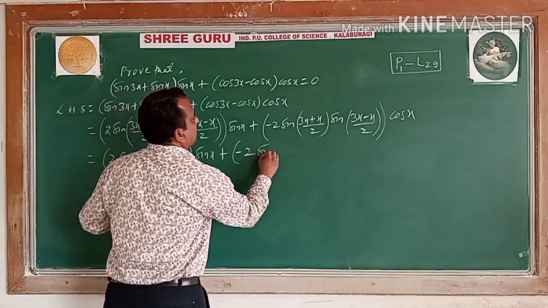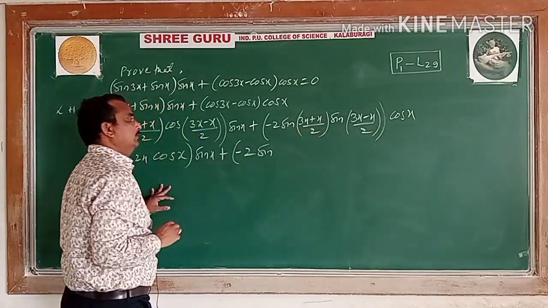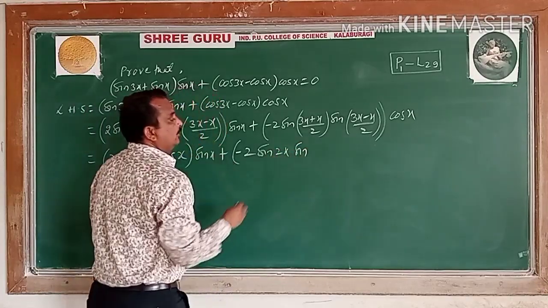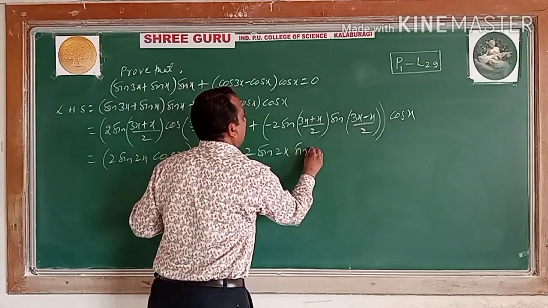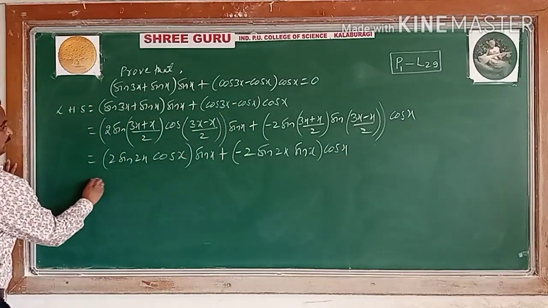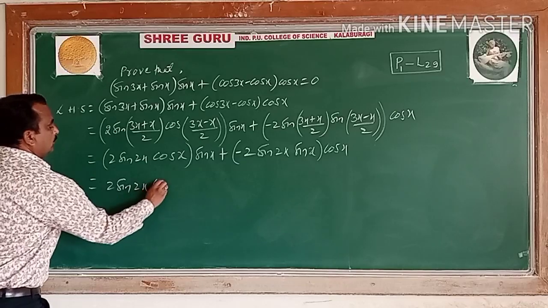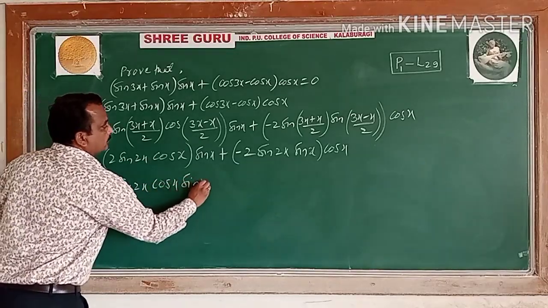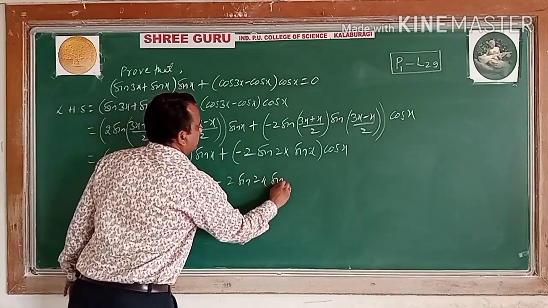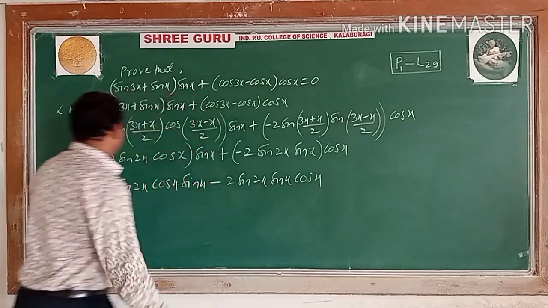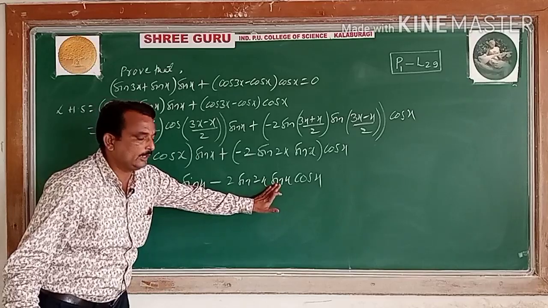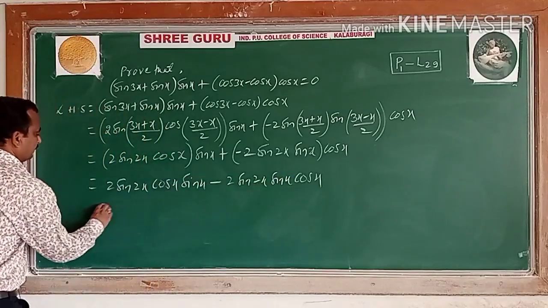In the next step we take sin of 3x plus x. How much is it? 4x. 4x by 2, 2x it is, into sin of 3x minus x, 2x, 2x by 2, x it is, into the bracket cos x here. Now see this one: 2 sin 2x into cos x into sin x, plus minus minus 2 sin 2x sin x into cos x. Is it the same term? 2 sin 2x cos x sin x minus 2 sin 2x sin x into cos x.